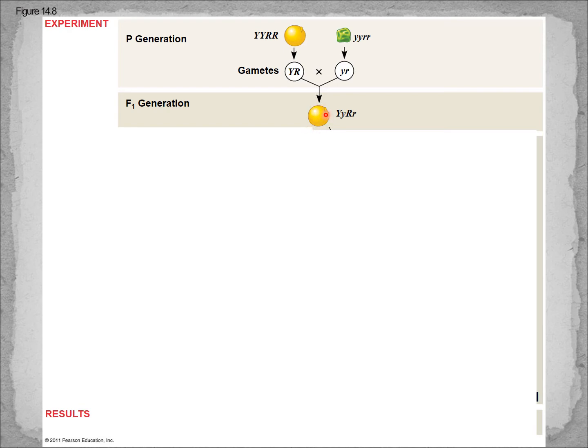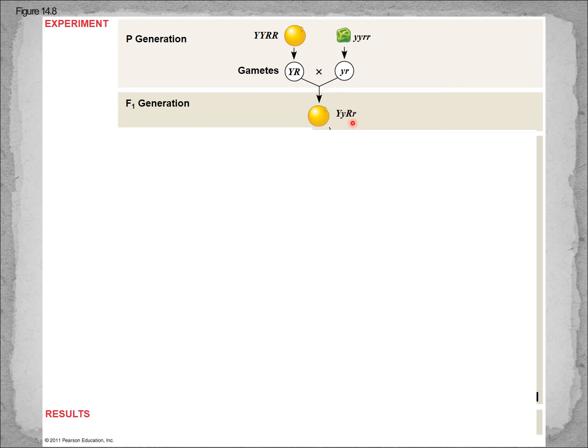Okay, so here we have the dominant phenotype in the F1 generation. However, the genotype looks different than any of the parents because remember, it's a combination of the parents. So basically the genotype is going to be heterozygous for both of the characters.